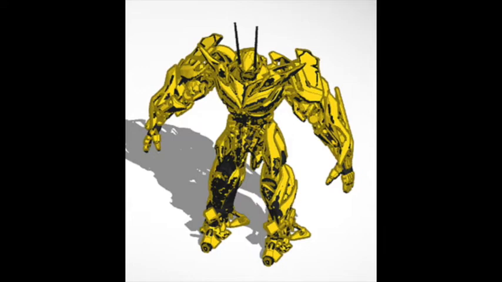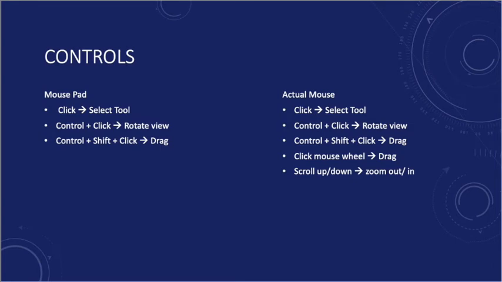Okay, let's get into some controls a little bit about how to run TinkerCAD, how it works. So if you have a mouse pad, like most MacBook laptops do, then right clicking is your selection tool. That'll allow you to select multiple things. You can click and drag something over. It's just a pretty basic selection tool. Control click allows you to rotate your view. I'll show you what that means in a second. And then control shift click means you drag, right? So you can drag your plane around.